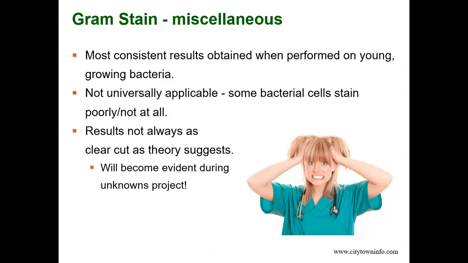The gram stain is also not universally applicable. Some bacterial cells stain poorly, if at all. That's mostly the mycobacteria. They have a lot of mycolic acid in their cell wall. The mycolic acid does not readily take up water-soluble molecules. The crystal violet and the safranin are water-soluble molecules in the dye. And so the mycobacterium stain lighter than most other cells.